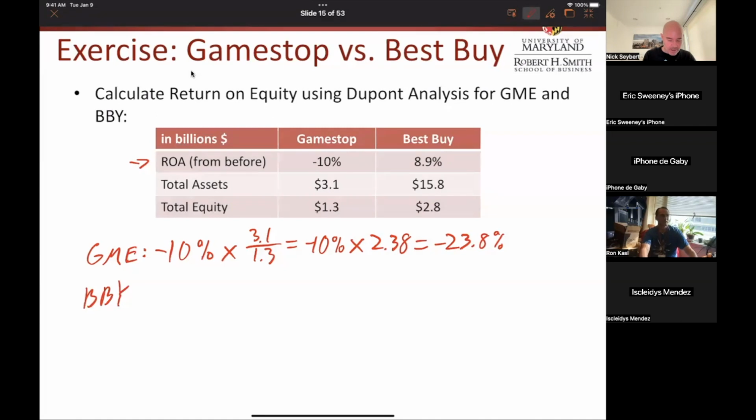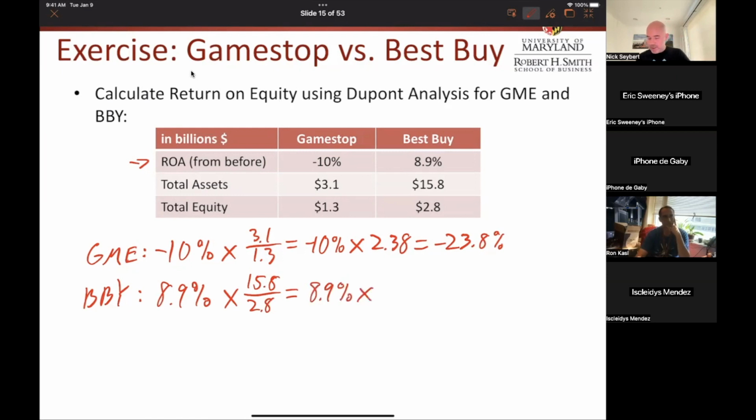Let's look at Best Buy. Best Buy had an ROA of 8.9%. That's good because we know any leverage is going to make it even better. And their assets to equity were 15.8 divided by 2.8, which we can already see is a much higher leverage. Not necessarily a good thing, as we'll talk about later. But this year, it's pretty good. 5.64. That's pretty high. I mean, I've calculated a lot of leverage ratios. That surprised me for Best Buy, that for every dollar of equity, they have $5.64 of assets. So Best Buy has a ton of liabilities.